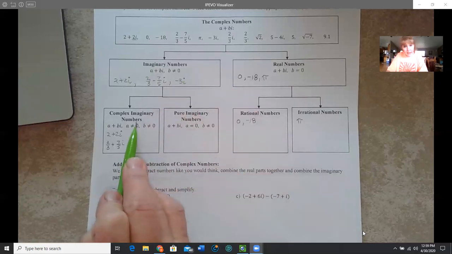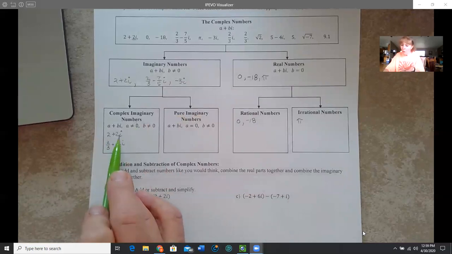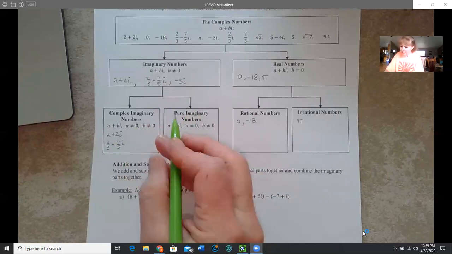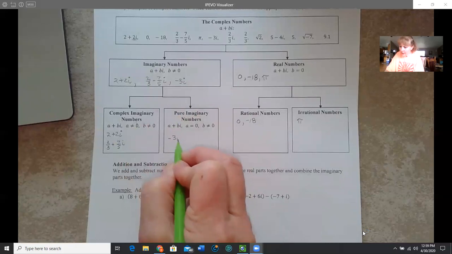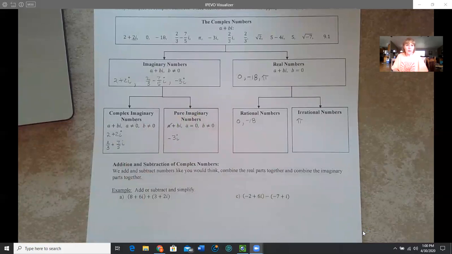But is it a complex imaginary number? Complex meaning it has a real part and an imaginary part. Or is it a pure imaginary number? In this case, negative 3i is a pure imaginary number because it doesn't have the a. It's just a pure imaginary number.